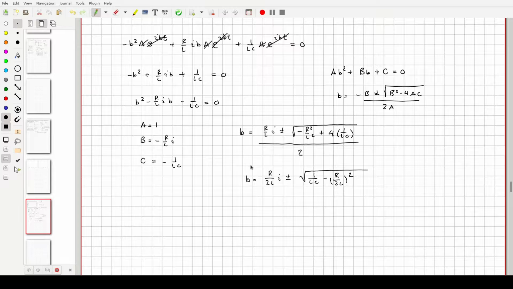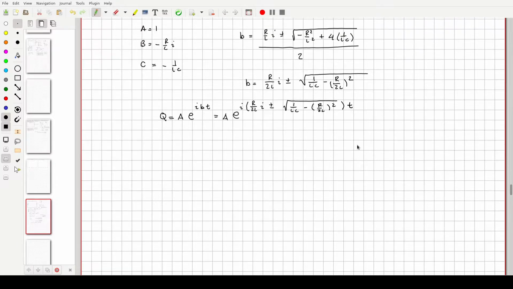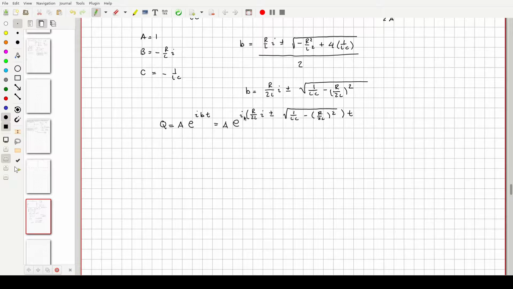So that's our solution. Now, if I put that into my Q here, and we chose a form that looks like this. When I put this in, this is the same thing as e to the I times b, that is, the square root of (1 over LC minus R over 2L squared) times t. Now what happens here is this I is going to move through this. I is going to hit I and make that a minus 1. And then you'll have an I that sits out in front of this. Now I'm going to call this right here omega prime.